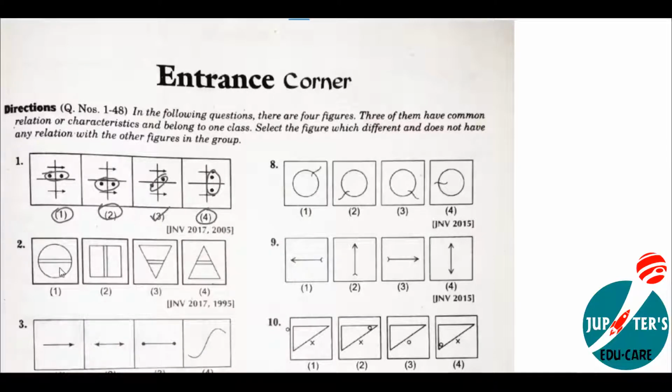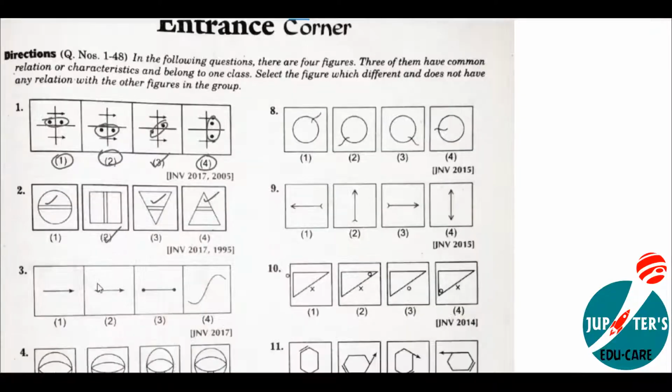Next, question number 2. In option 1, these two lines are placed horizontally. In option 3, these two lines are placed horizontally. In option 4 also, these two lines are placed horizontally, but in the case of option 2, these two lines are placed vertically. So in this, 2 is our answer.